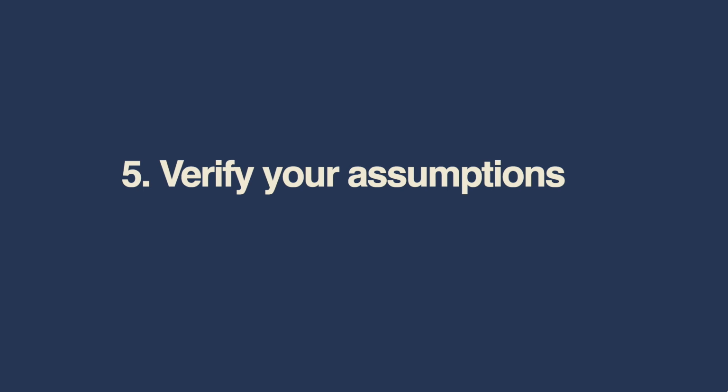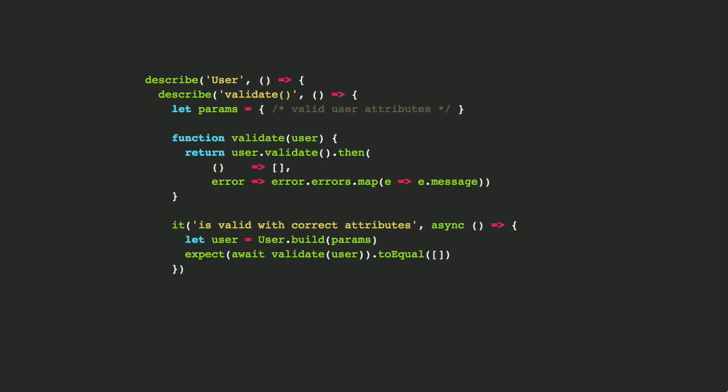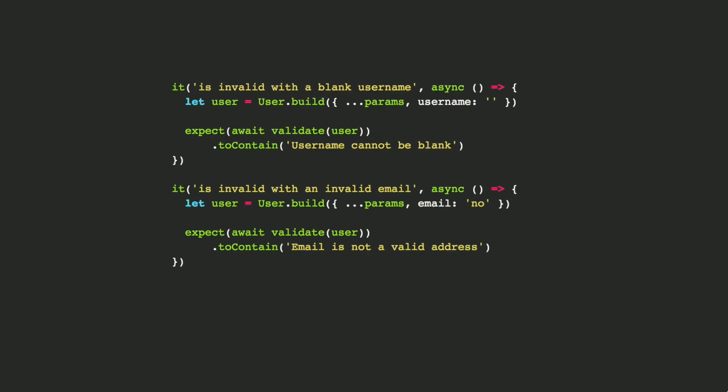So that request handler relied on the user model's validation method. We could write some tests for that, so make a function that validates the user and converts the promise into either an empty list or a list of the error messages, and check that making a user with valid parameters generates an empty list. Building a user with invalid data generates a particular validation message. So in each test, we're introducing one deviation from valid data and checking that that produces the one validation message that we're expecting.